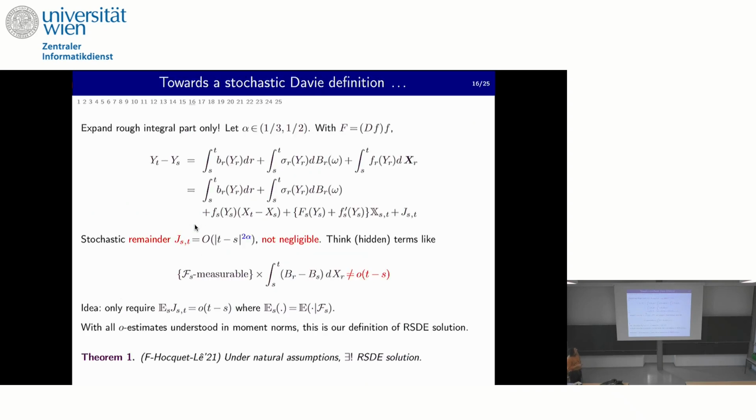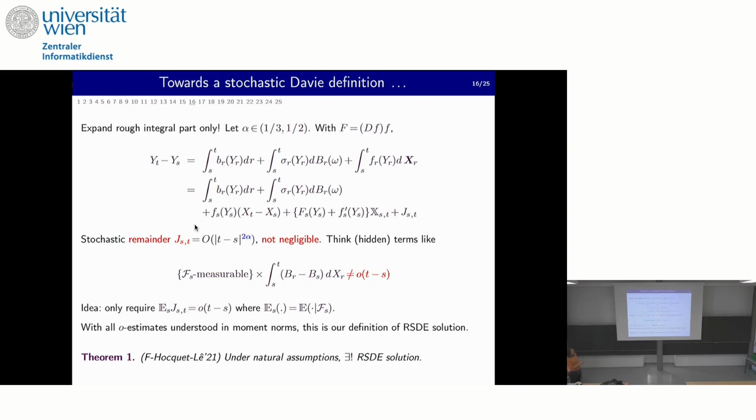So how do we make sense of this? I should give you a definition. The easy to explain one is, again, Davie. So you write down, so this is formal, we don't know yet what this means. But as I pointed out, the first two terms need no expansion because we're looking for some adapted process. We have progressive coefficients. So let's just keep them as they are. There's no need to expand anything.